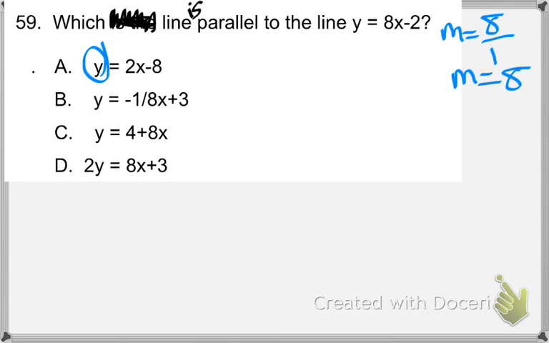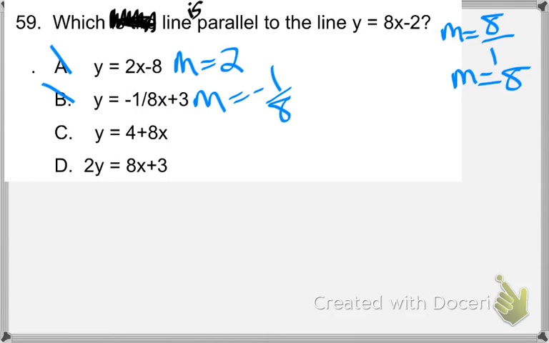So let's start with this one. A, y is by itself, so that means our slope is 2. Okay, great. Not 8. So it's not A. Y is by itself for B, it says negative 1/8. Well, that's not 8, so B's out.